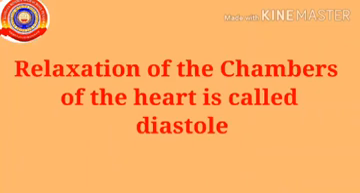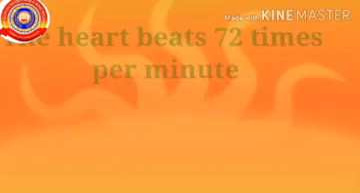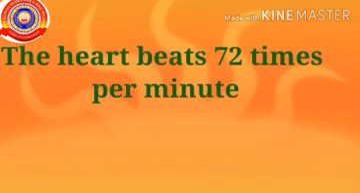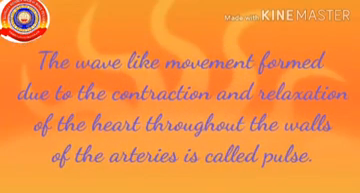Along with the atria, the ventricles also relax. This stage of relaxation is termed as diastole. And in this phase, the chambers of the heart get filled with blood. The heart beats 72 times per minute. The wave-like movement formed due to the contraction and relaxation of the heart throughout the walls of the arteries is called pulse.